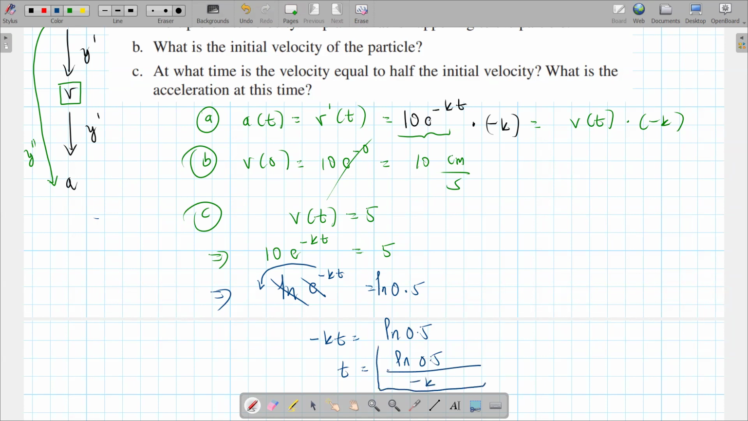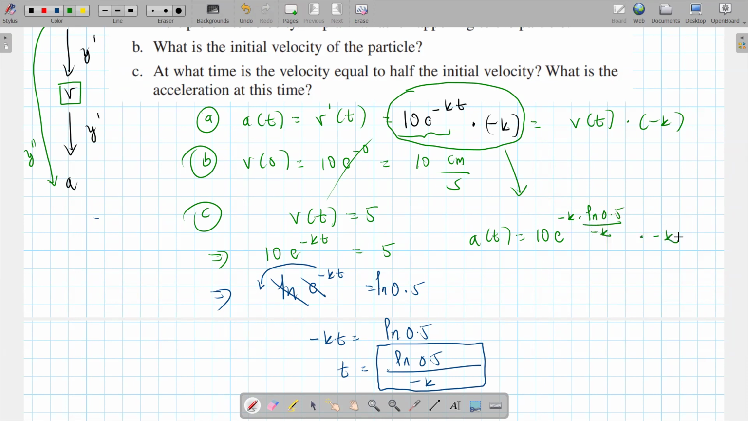We don't know what negative k is. So that is the time, and it's asking us for the acceleration. So we're simply going to plug it into the acceleration function that we have here. I'm going to replace that t with this. So the acceleration at this time is going to be 10 times e to the negative k times the time, which is ln of 0.5 over negative k, times negative k.